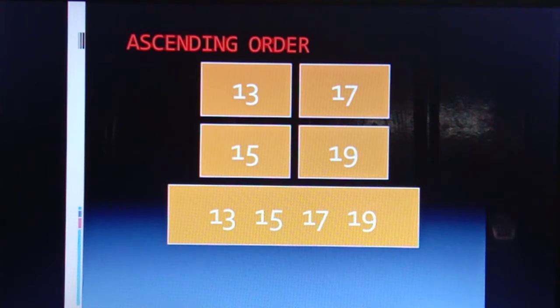So here you can see on the screen that we have written the number from 13, which is the smallest number, and then the greater number, and then the number greater than 15 is 17, and then at last the greatest number. This is how ascending order is done.